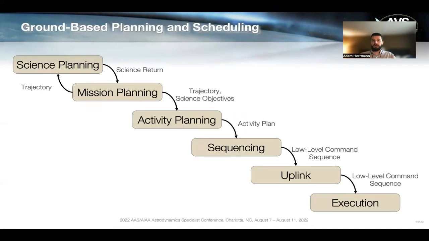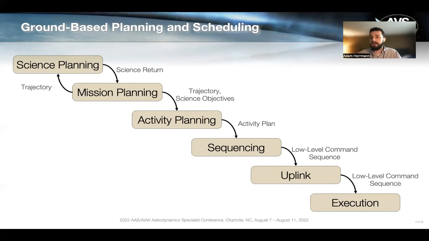So the motivation for the problem. My research focuses primarily on planning and scheduling, really using reinforcement learning for planning and scheduling. Traditionally, though, planning and scheduling is a ground-based process. So pre-launch, you have some iterative process between science and mission planning to kind of hammer out a mission concept and a design for the mission.